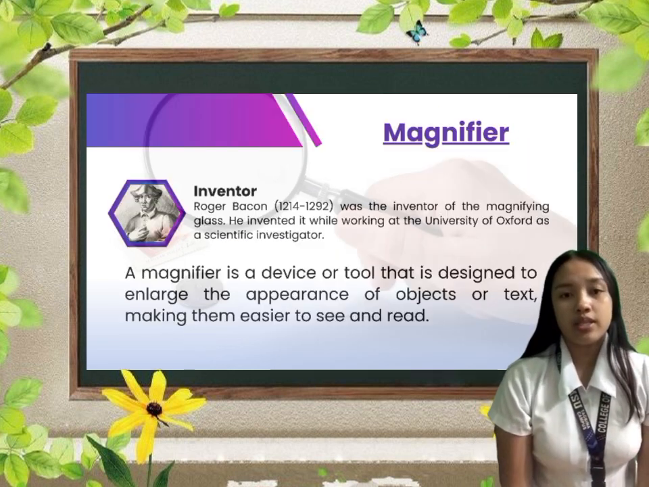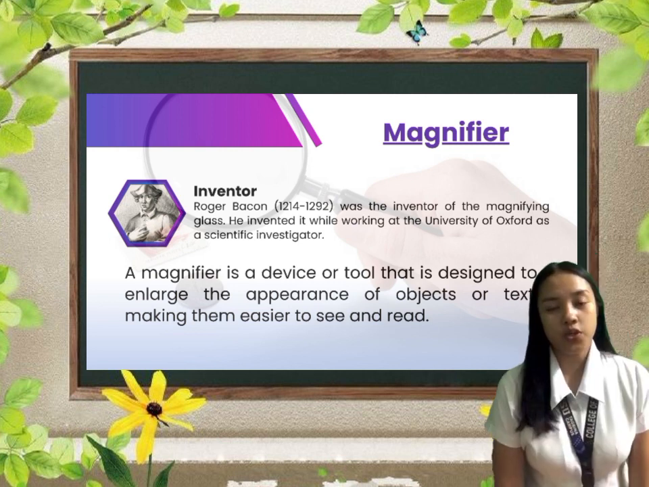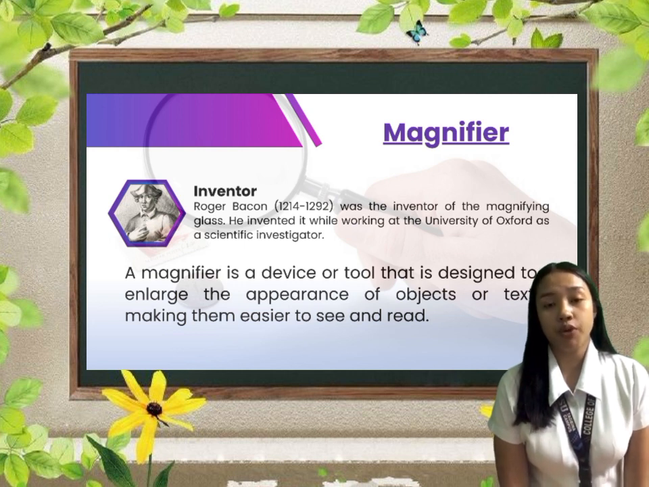Roger Bacon was the inventor of the magnifying glass. He invented it while working at the University of Oxford as a scientific investigator. So what is a magnifier? A magnifier is a device or tool that is designed to enlarge the appearance of objects or text, making them easier to see and read. Magnifiers are commonly used by people with visual impairments or those who need assistance in viewing fine details.